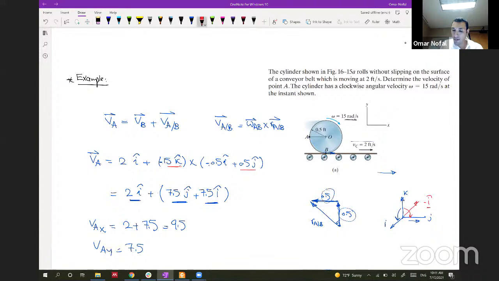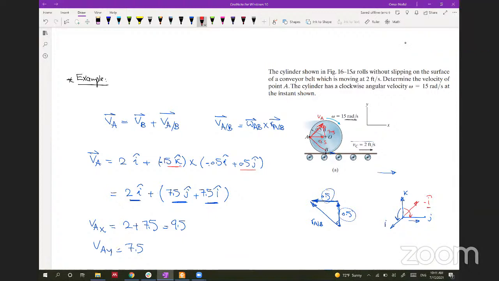So we have this cylinder moving this way, so omega will be something like this. We'll make VA moving this way. And it makes a positive 2 plus 7.5, which will be 9.5, and you will have a j hat as a 7.5. So that makes sense if we want to get the A. Okay, does anybody have any question on this problem?